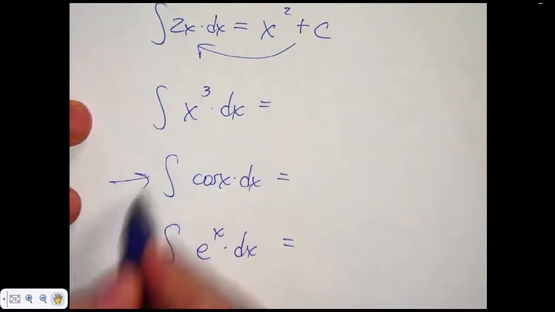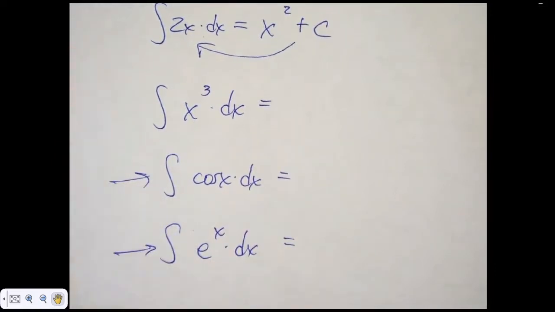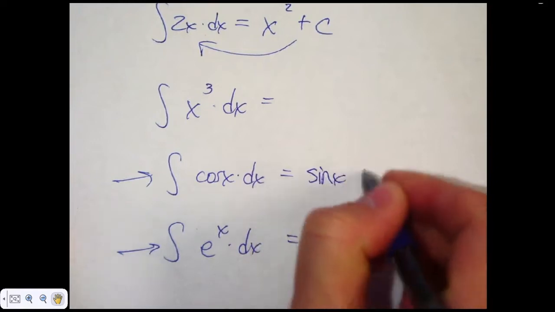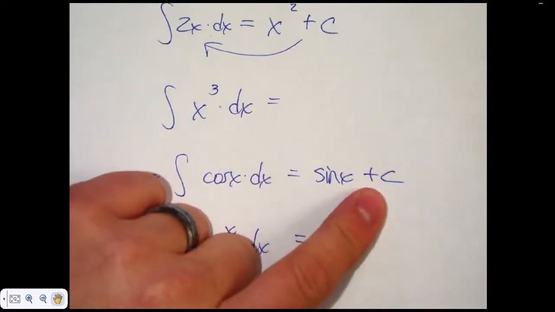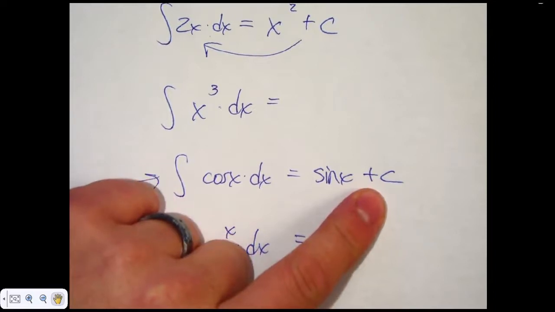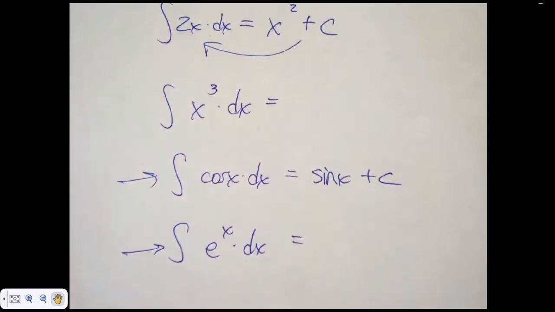So I'm going to do these two first, because that's not really what we're doing now. It's just seeing if you can come up with them. What would I take the derivative of to get to cosine? So this is sine plus c. I'll tell you this now, there will be a gateway on integrals at some point.